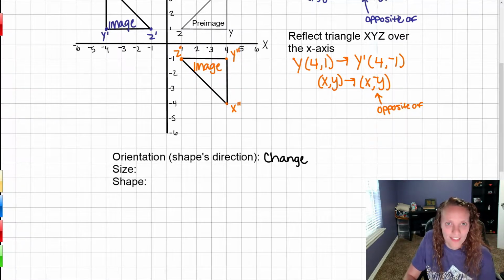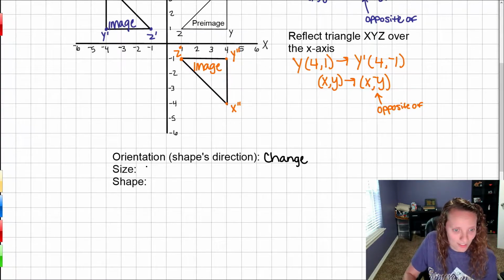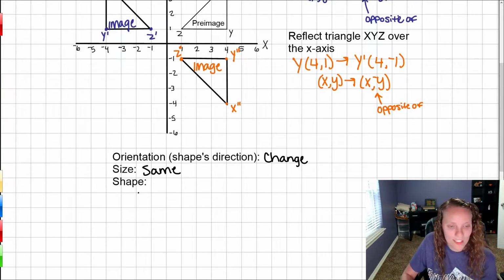The size of the shape, when we reflect this, it actually stays the same size, so this ended up staying the same. And then the shape still stayed a triangle. It didn't change to a square when we reflected, so this also stays the same.